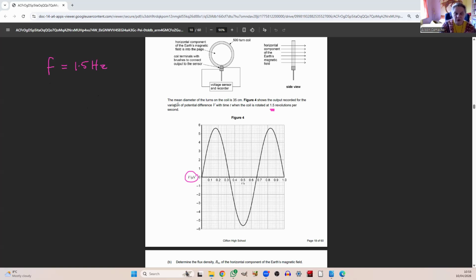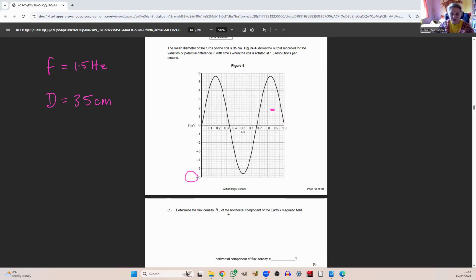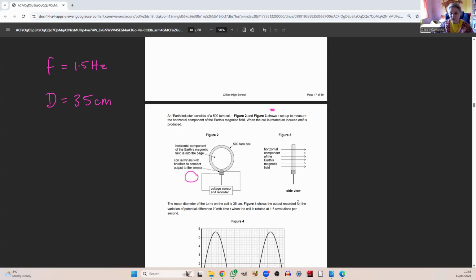Okay. Right, the mean diameter of the turns of the coil is 35, so D for the coil is 35 centimeters. And we've got this EMF right now. They want you to determine the horizontal flux density, right? It is only the horizontal flux density that is going to be changing. The vertical component is not going to change when you spin the thing, right? So it's only the horizontal one.